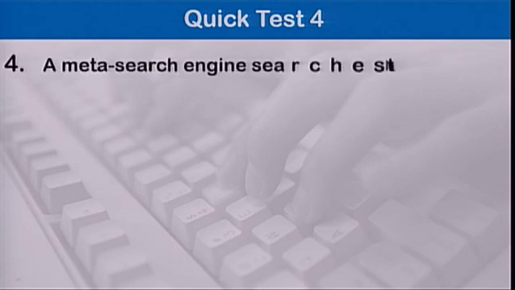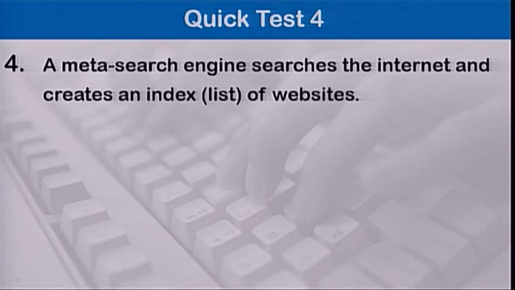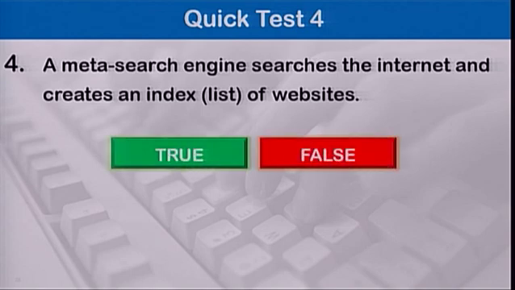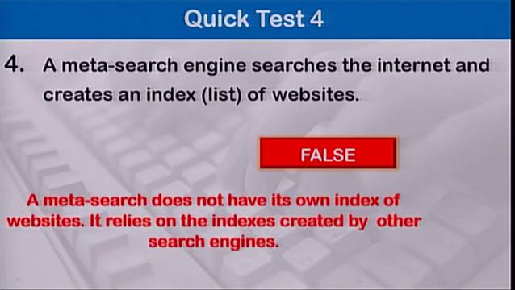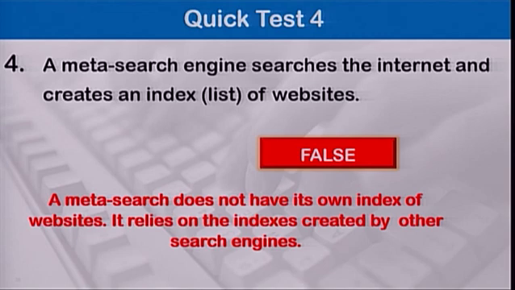Next question. We continue with some true-false type questions. A meta search engine searches the internet and creates an index, that is a list of websites. True or false? False, because a meta search engine does not have its own index of websites. It relies on the indexes created by other search engines.